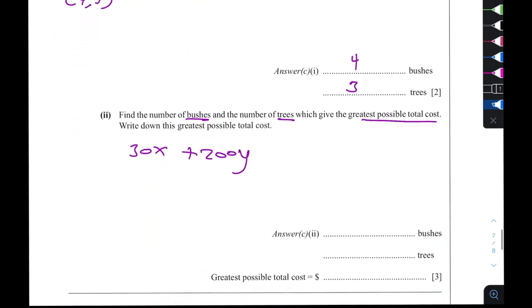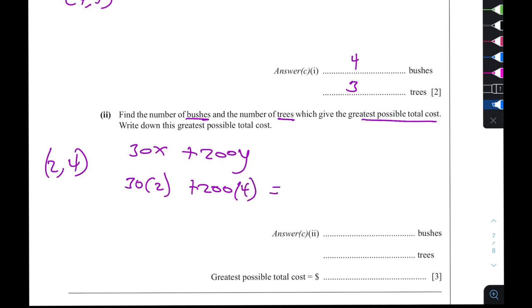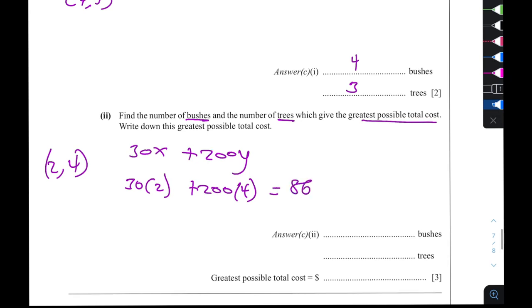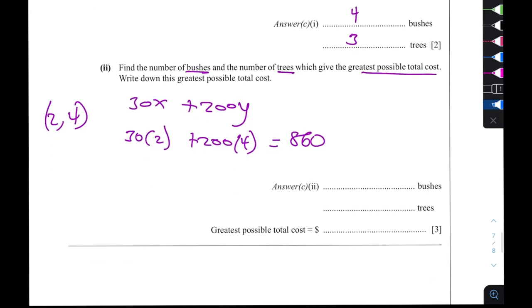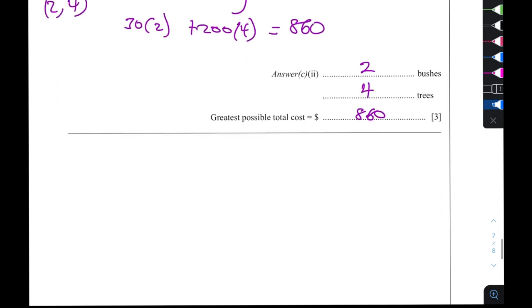So using the point 2, 4: 30 into 2 plus 200 into 4. This is the greatest cost that we are going to get. Let me see. Yeah, we got 860. Okay, so that is the greatest cost. So you write that one here, that is 860, and the bushes in this case is 2, and the trees in this case is 4. Okay, and then you are done.